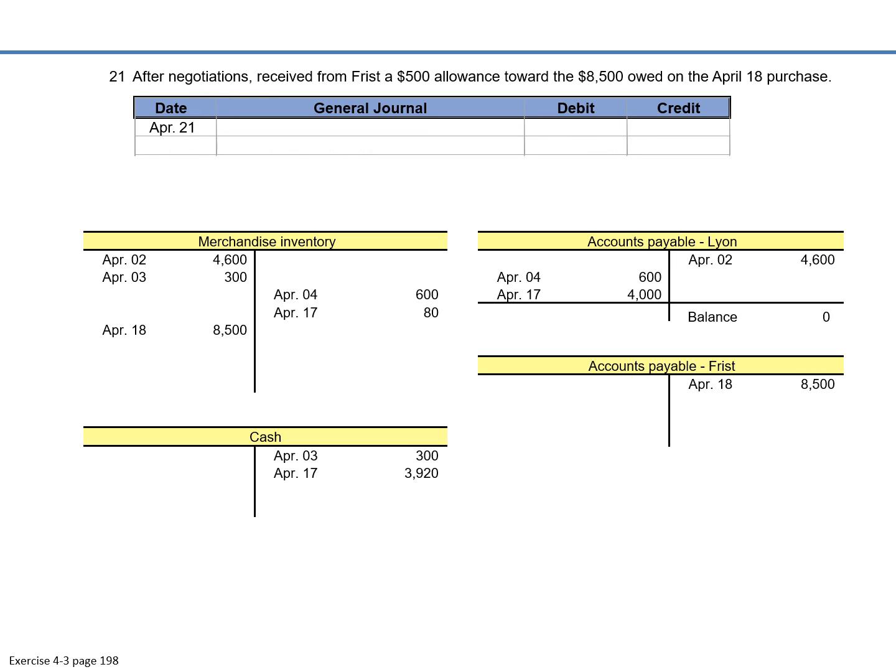Okay, so after negotiations, we received from Frisk a $500 allowance towards our $8,500 purchase. So we're just going to reduce our accounts payable by $500. We do that with debits. And we're going to reduce our inventory by $500. Post those to our T accounts.